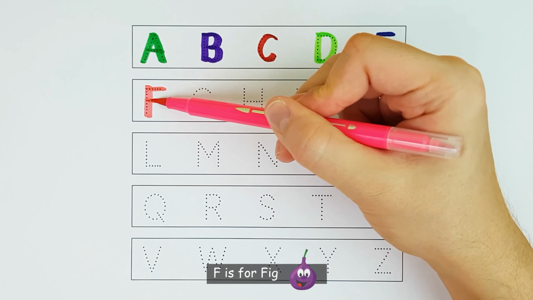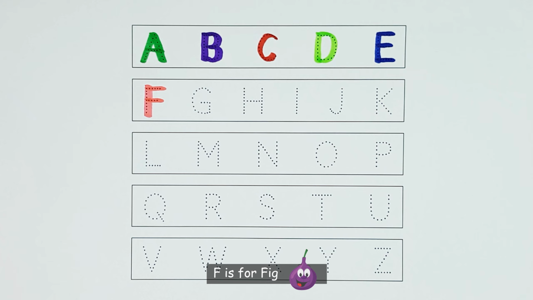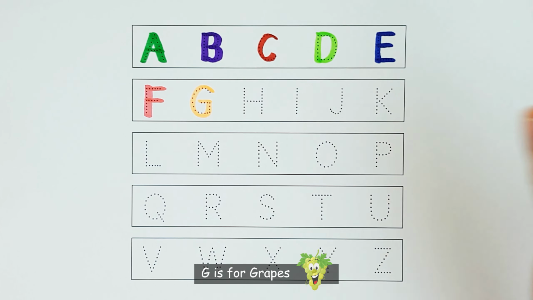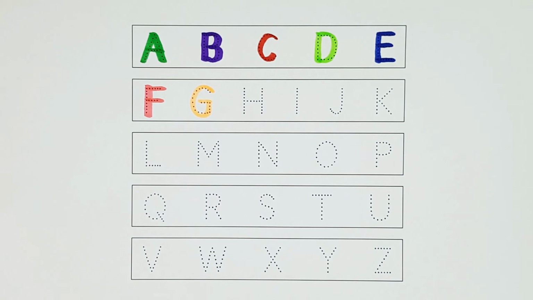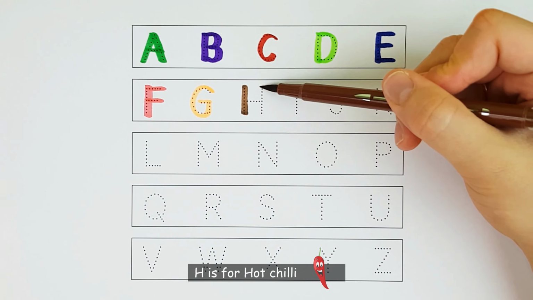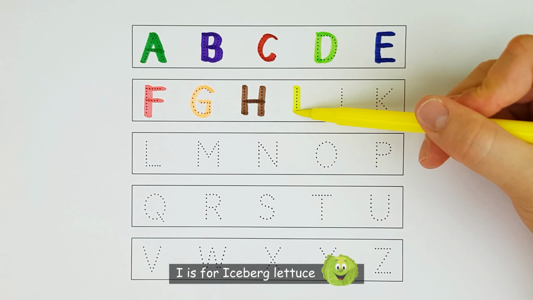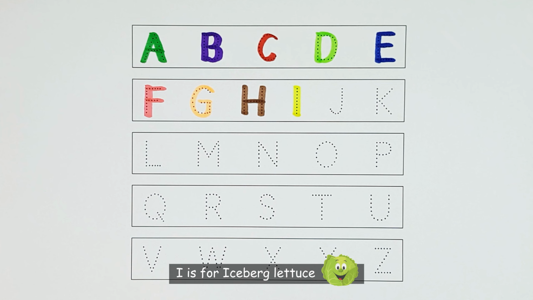F. F is for fig. G. G is for grapes. H. H is for hot chili. I. I is for iceberg lettuce.